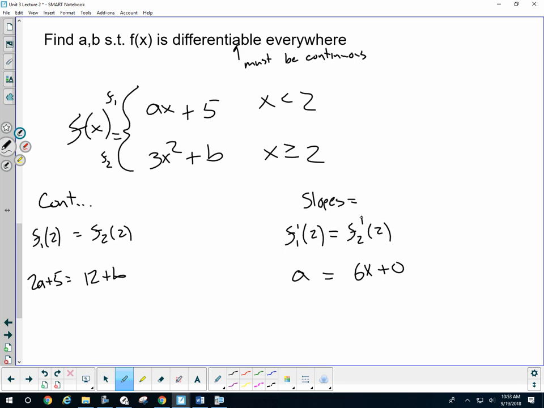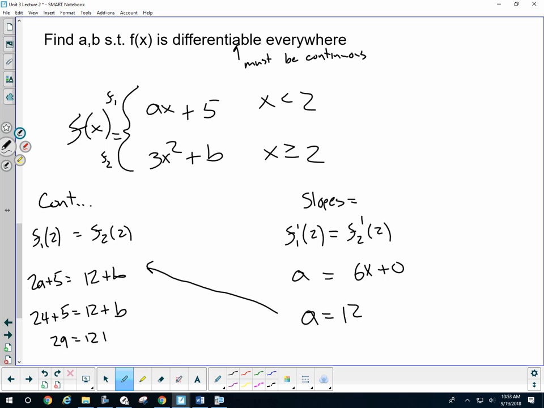I want to find the slope of the tangent to f2 at 2. I plug in 2, I get x is equal to 12. Sorry, a is equal to 12 after x is equal to 2. Knowing that a is equal to 12, I can now find b by plugging in that. I'll get 24 plus 5 equals 12 plus b.